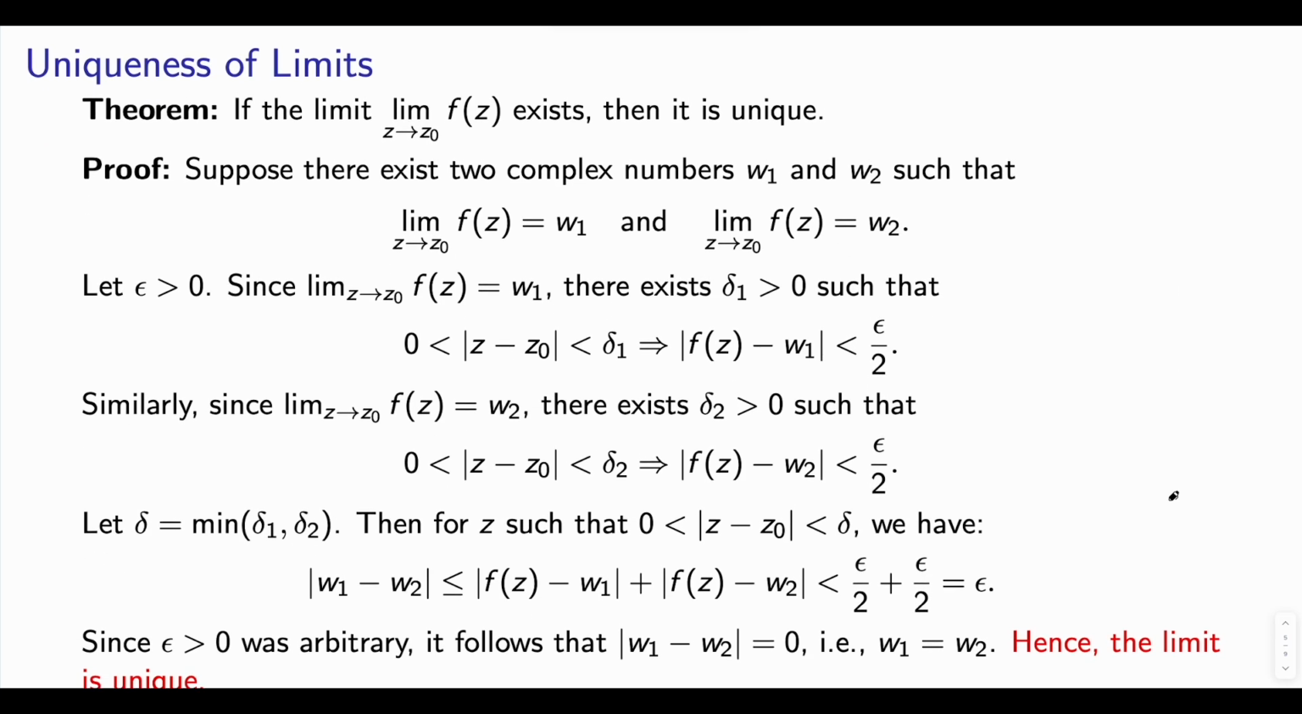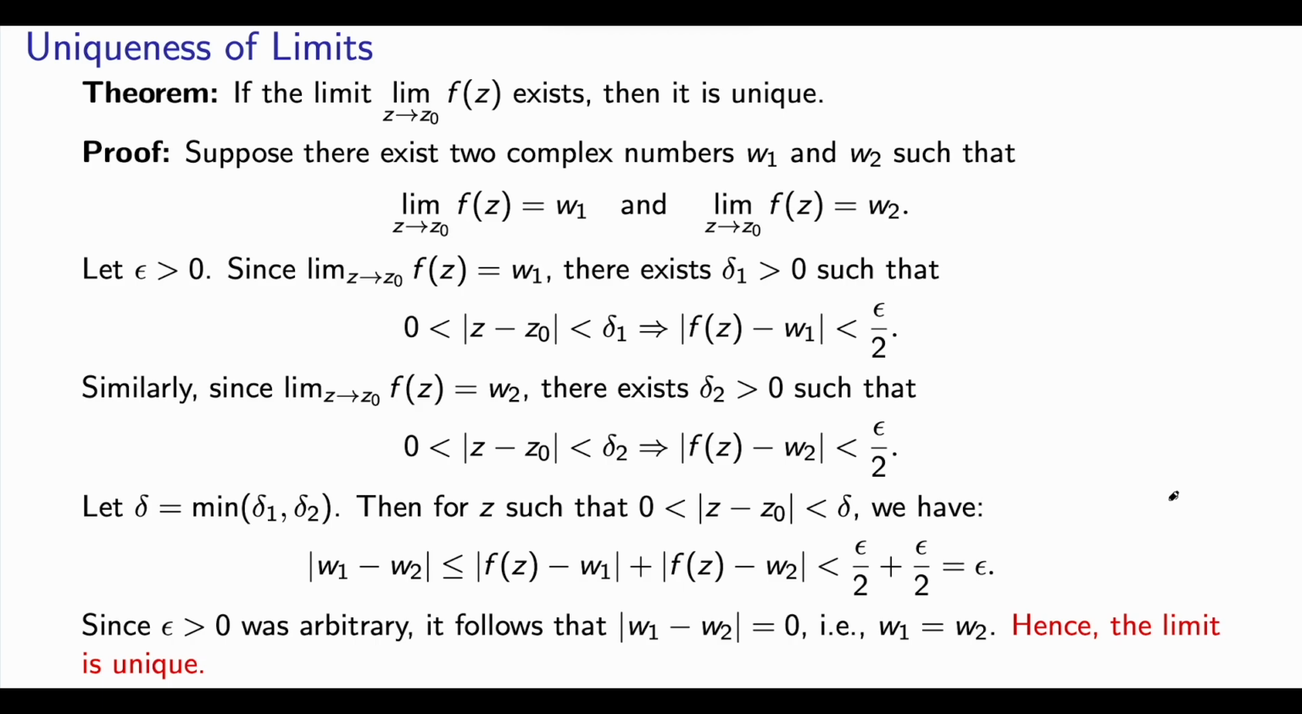Now let us see the uniqueness of limits. This is similar to your limit in real analysis; here we are talking about the complex plane. If the limit as z tends to z naught of f(z) exists, then it is always unique. And the proof is very simple. You can assume there are two limits, let's say w1 and w2, such that limit of f(z) as z tends to z naught equals w1 and limit as z tends to z naught of f(z) equals w2.